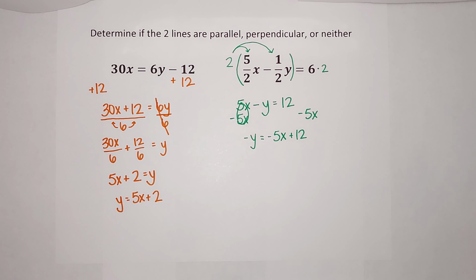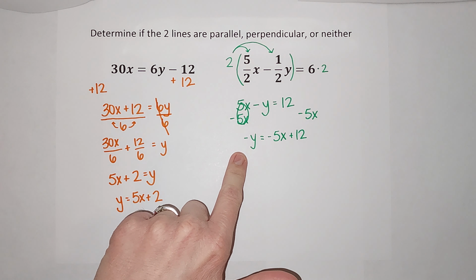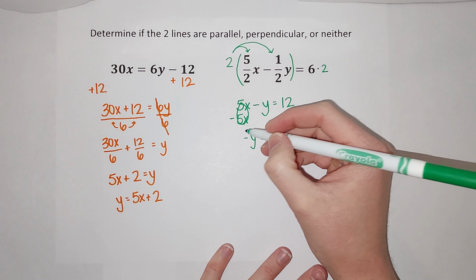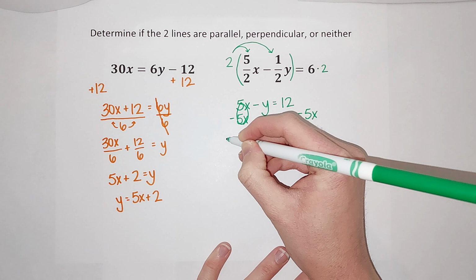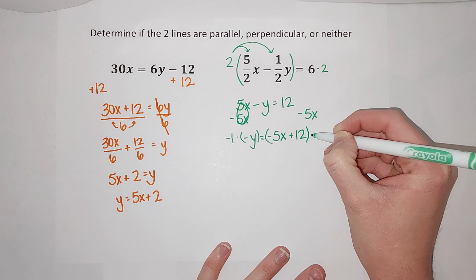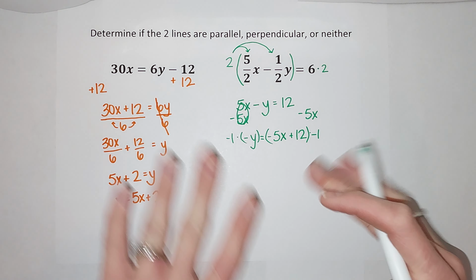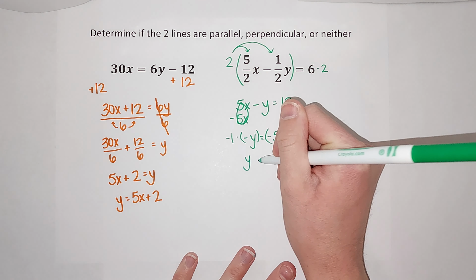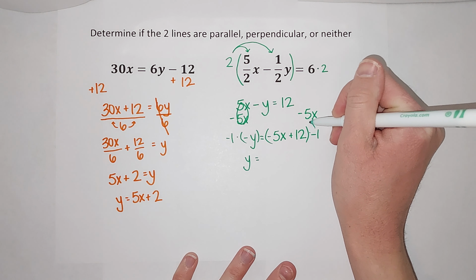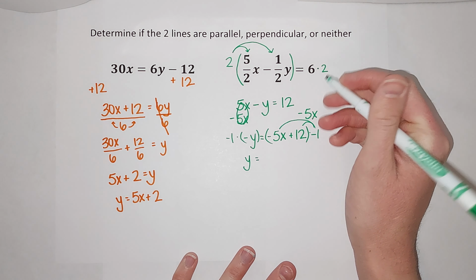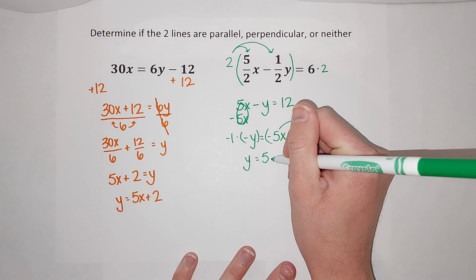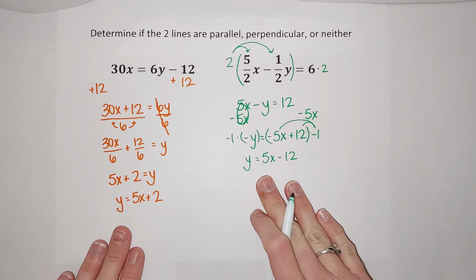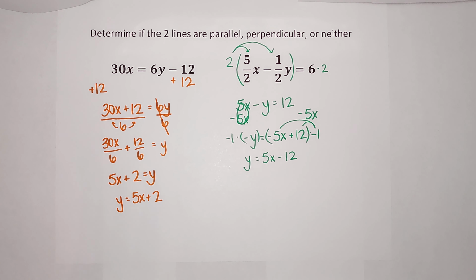Okay. Now you might be tempted to be like, sweet, I'm done. But we don't want our y to be negative. Okay. So to get rid of a negative, we either multiply or divide by a negative 1. Which just switches the signs of everything, right? So I'm multiplying both sides by negative 1. Negative 1 times a negative y gives me a positive y, okay? And then this negative 1 gets distributed in and changes their signs. So I end up with 5x minus 12, okay?